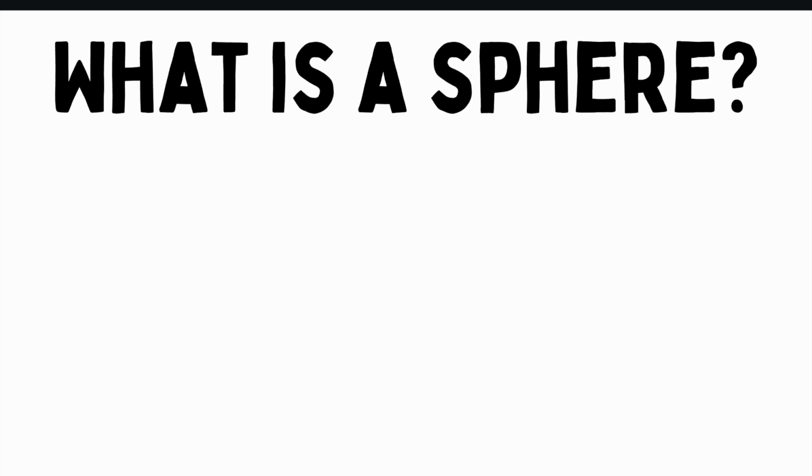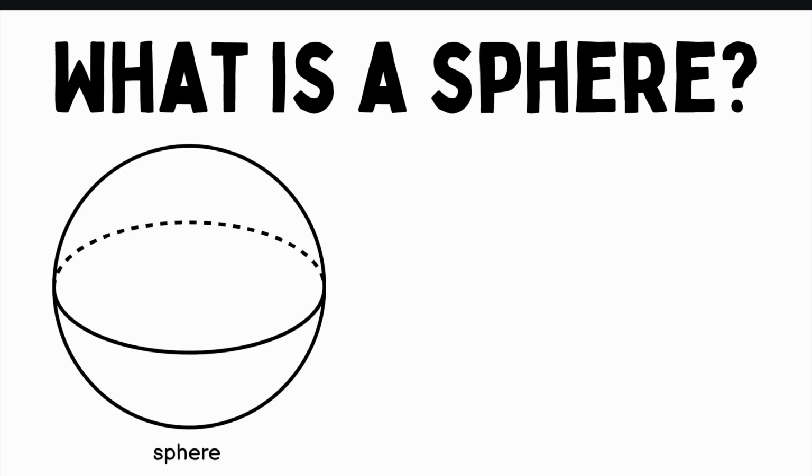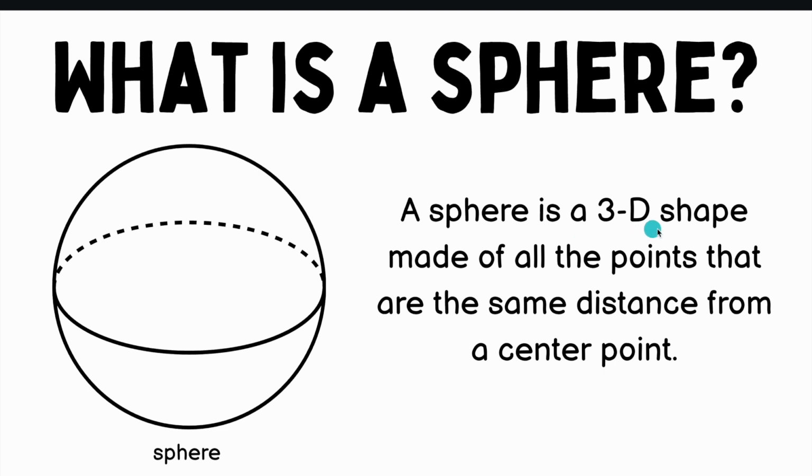What is a sphere? Here we have a sphere. A sphere is a three-dimensional shape made of all the points that are the same distance from a center point. Here we have the center point. A sphere is made of all the points that are the same distance from the center.